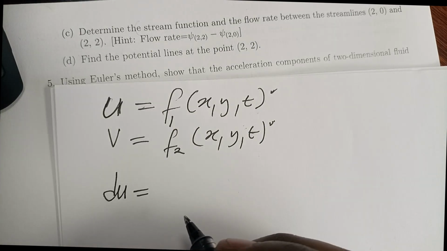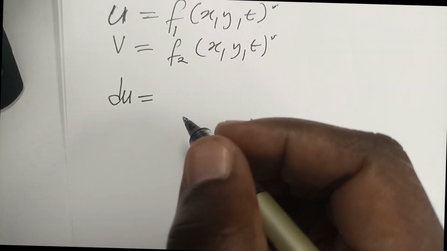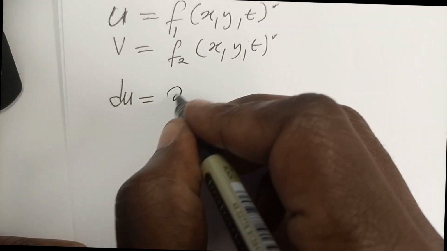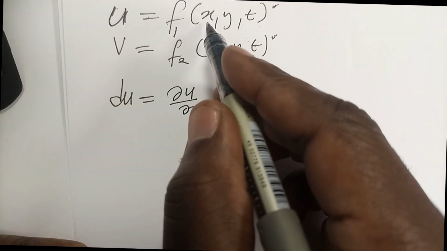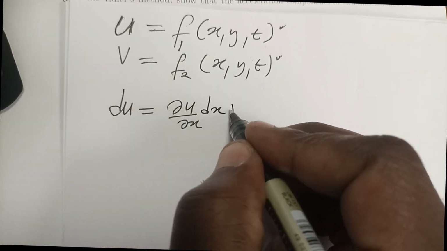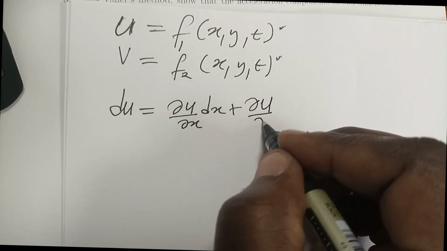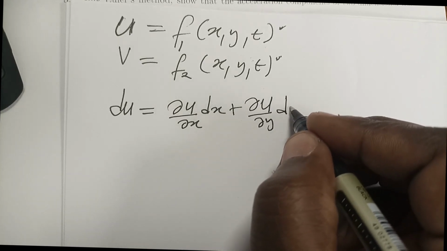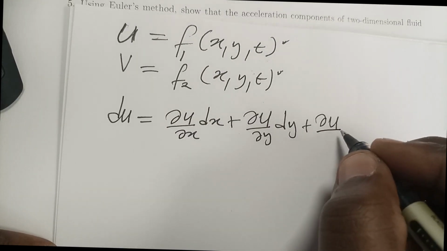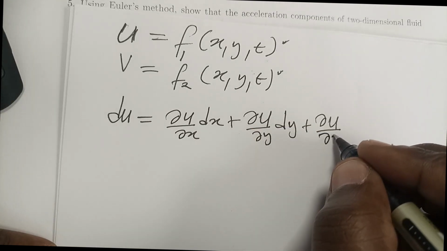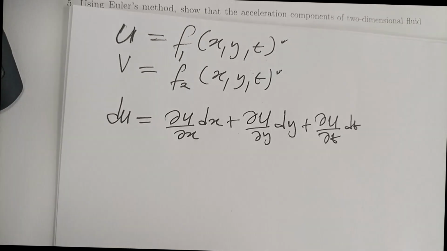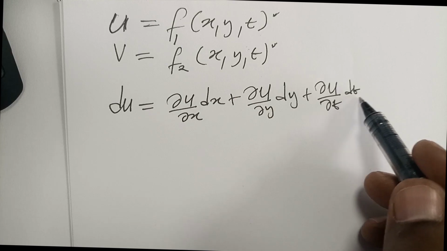du being equal to: we're going to differentiate the same function with respect to the first space coordinate, x. Then we write dx, plus, again differentiate with respect to y and write dy, plus differentiate with respect to time, and then write dt. So when you reach that point, you then divide through this equation by dt.